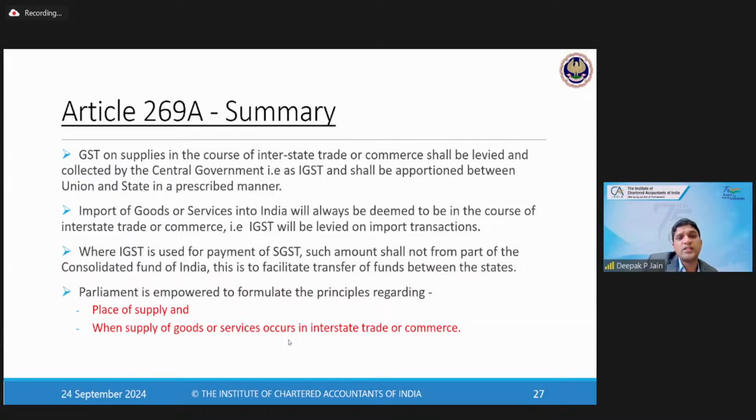What if I don't import, just buy imported products in a state which has a port? So if you are not importing, and somebody else has imported, for him it is an interstate transaction. If you are buying from that person, then it is an intrastate transaction.